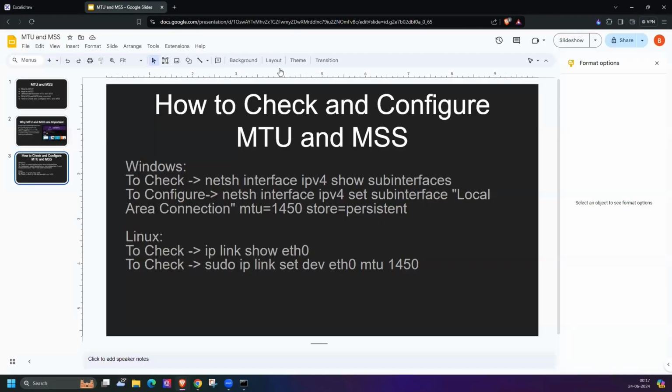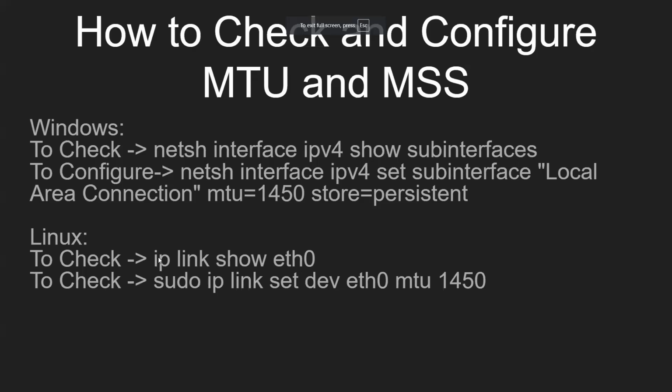Now for Linux, I don't have any live terminal right now, but you can use ip link and specify the interface where you have to check the MTU value, for example eth0. In this example I have to check eth0, that's why I mentioned eth0. In the same way, to configure, you can use sudo ip link set, the interface, mtu, and the MTU value. The MSS value can also be configured, but by default it is automatically negotiated.